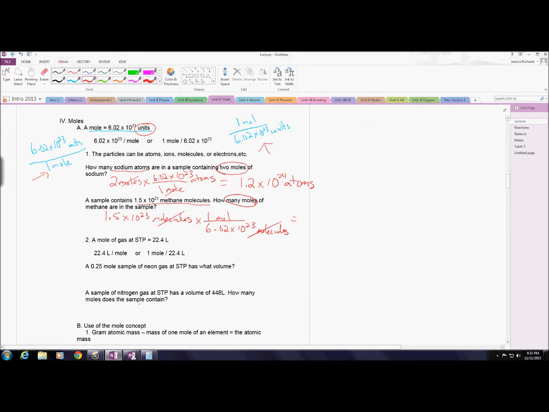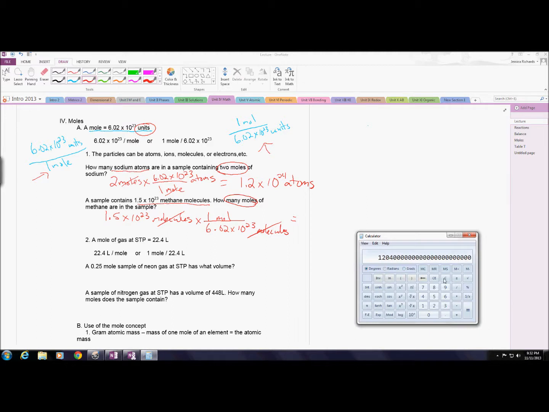And I have 1.5 times 10 to the 23rd divided by 6.02 times 10 to the 23rd. On the calculator, 1.5 EXP 23 divided by 6.02 EXP 23. And I have 0.2 moles.